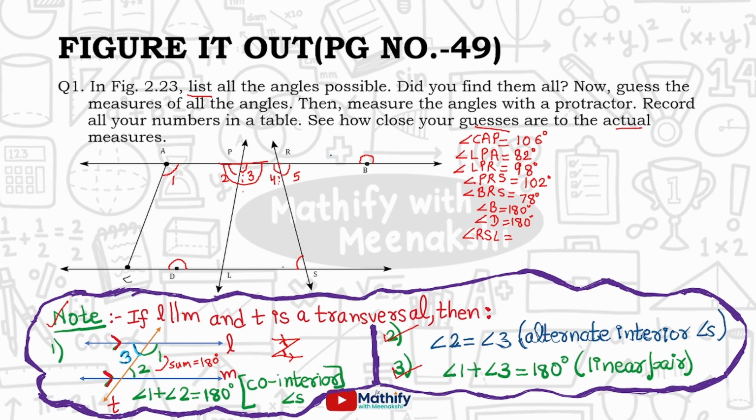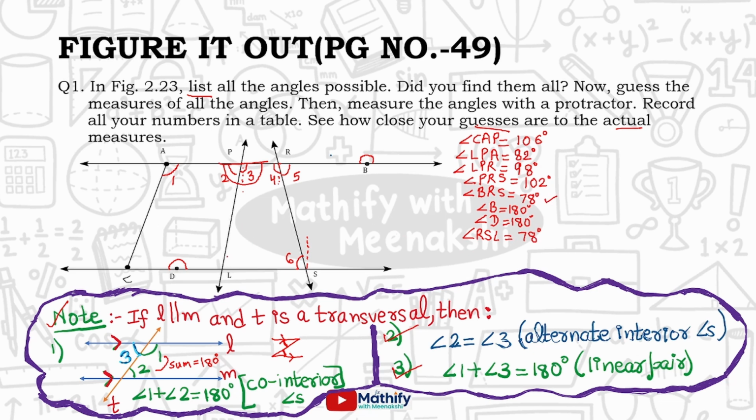Now, what is my angle 6 here? If you guess, then you can say, oh, it's close to, because here it's 90, but it's less than 90, so you can say it's close to 80. But if you measure with the help of a protractor, then you will get 78. You can even check this, as you know that angles 5 and 6 are alternate interior. So if angle 5, this angle BRS, was 78, then RSL is also 78.